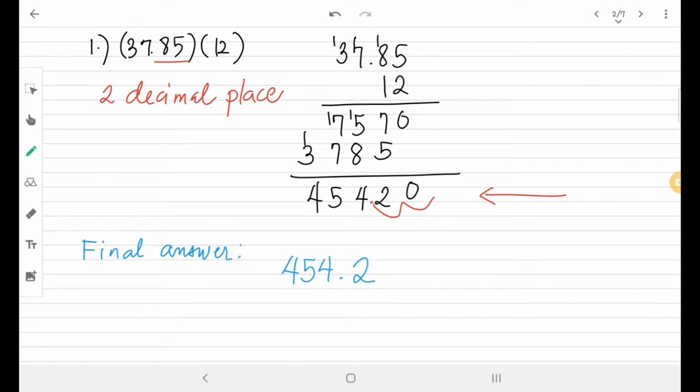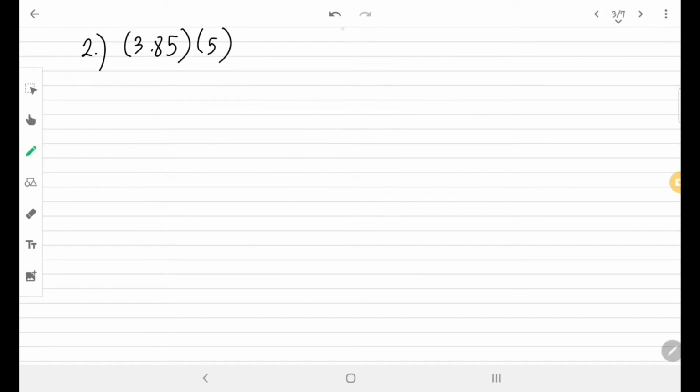Okay, let me change the color again. Let's have another example. 385 times 5. For an example like this, you don't need to write the decimal place. We will just go back to the given and look at it after we multiply. So we multiply normally. 5 times 5 is 25, carry 2. 8 times 5 is 40, plus 2 is 42, carry 4. 3 times 5 is 15, plus 4 is 19. That's the time you will count. So 1, 2. This one is a whole number, so you don't count anything there. This is also a whole number. So which means we again have 2 decimal places.